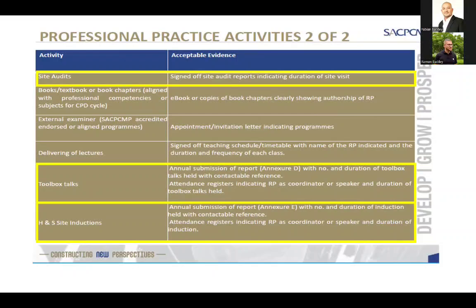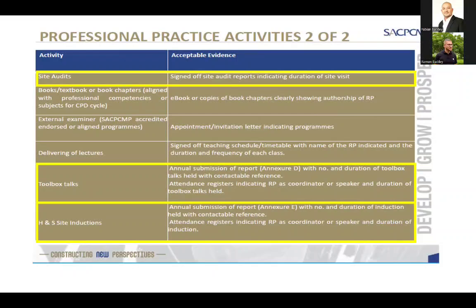Then it also mentions attendance registers indicating registered person as coordinator or speaker and duration of toolbox talks held. What's important is the toolbox talk attendance register, once again, same as the previous one for training of contractors, must mention your name as the speaker or the trainer on the attendance register. Otherwise, they will not accept that as evidence. You need to prove that you were the person presenting that particular topic on that particular day. So that's important to understand.